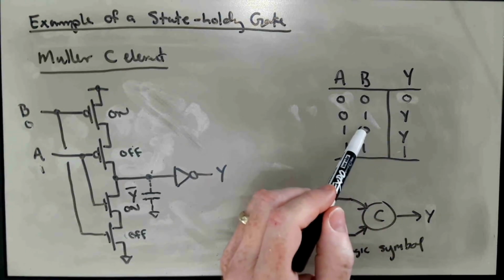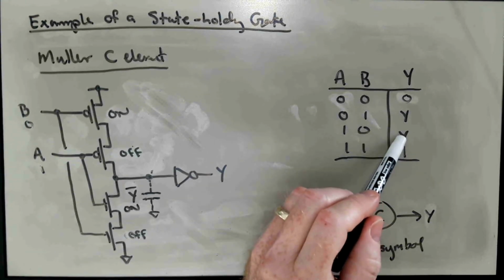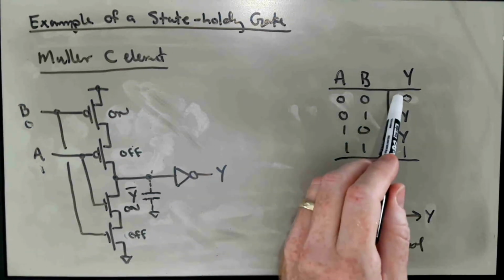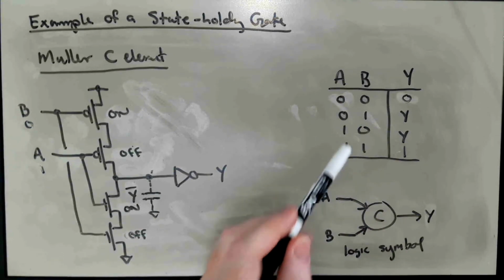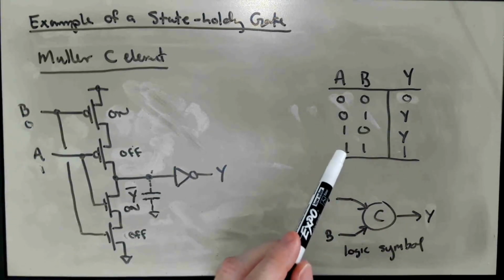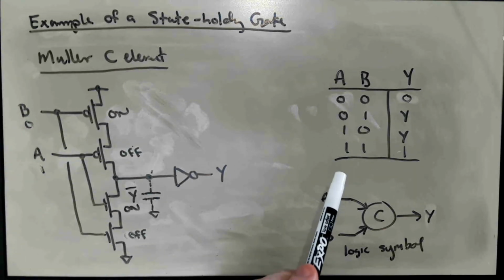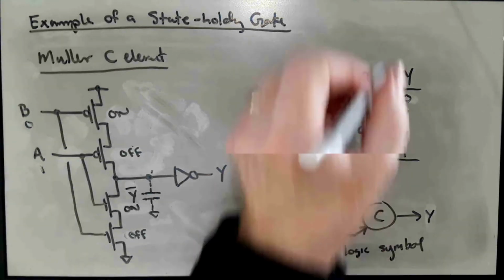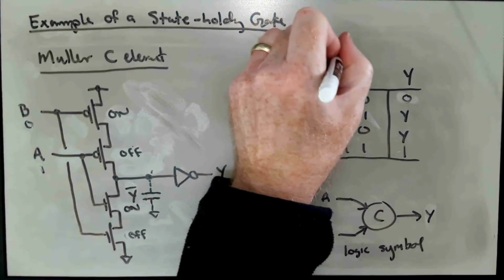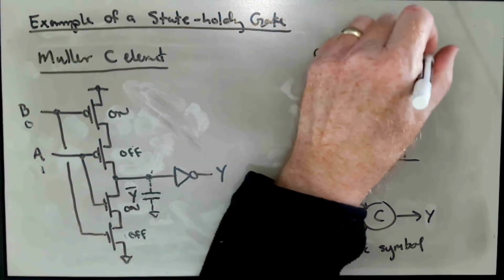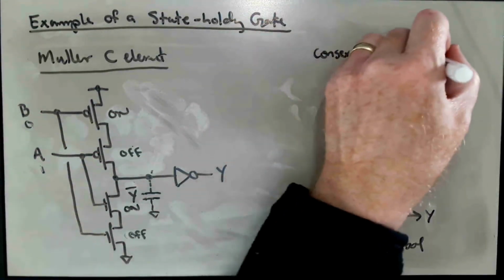Well, when B goes back to 0, it maintains its 1 value as long as A is still 1, but then when A goes back to 0 again, Y goes to 0. So it's only after both inputs agree and have made a transition will the output make its transition. So C here stands for consensus. Or at least you can think of it as standing for consensus.